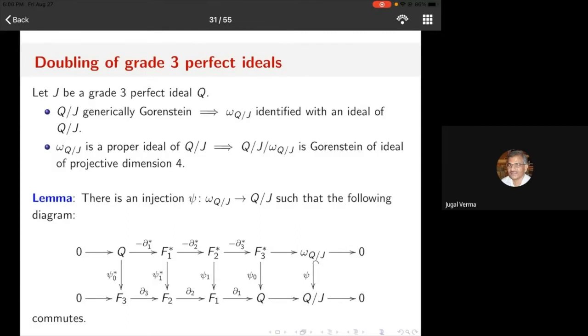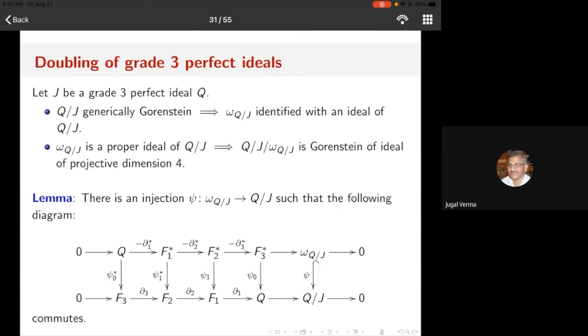And in case the canonical module is a proper ideal of Q mod J, then the quotient ring Q mod J mod the canonical module is a grade 4, codimension 4 Gorenstein ring, so its projective dimension is 4. Now if we assume that it's generically Gorenstein, then we have the injective map. But by some modification, it is enough to know the injective map psi from the canonical module to the ring itself, that is psi naught and psi 1, and the other maps are the transposes of psi 1 and psi naught.